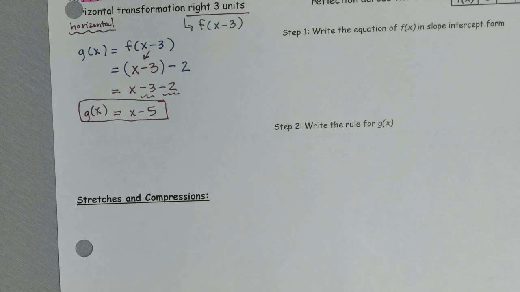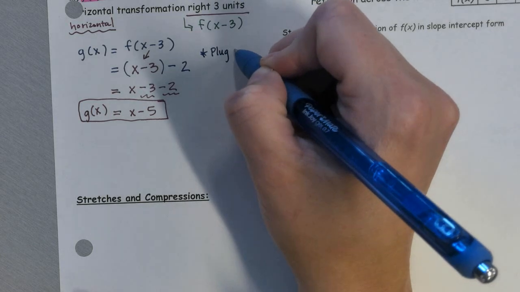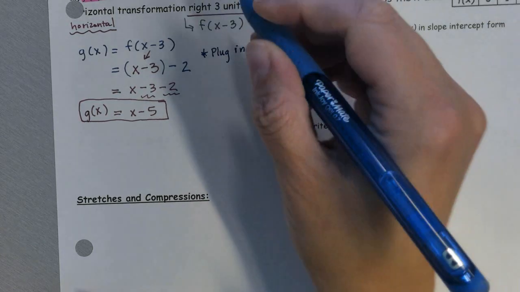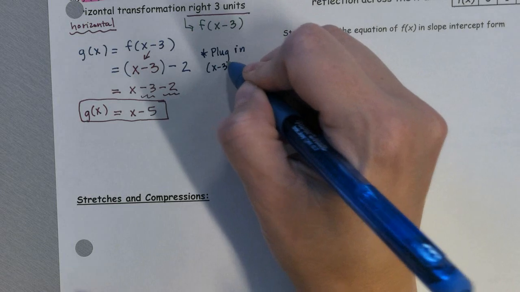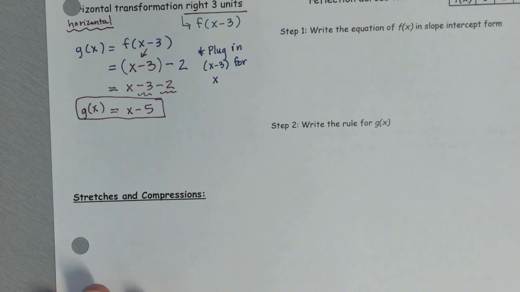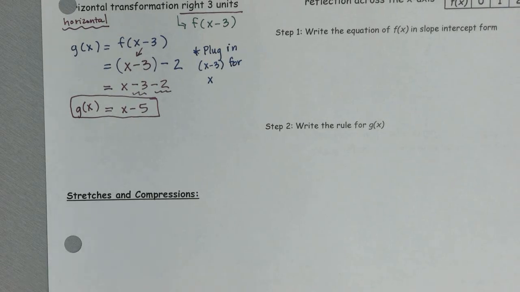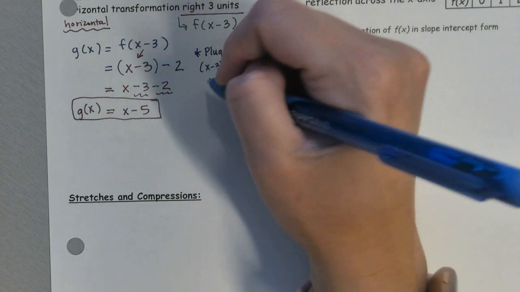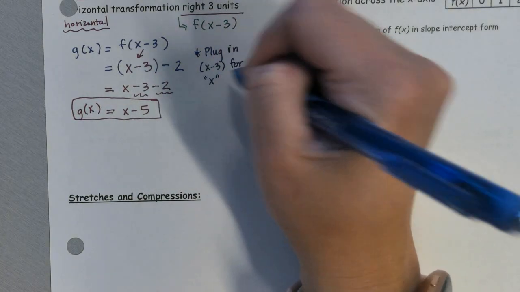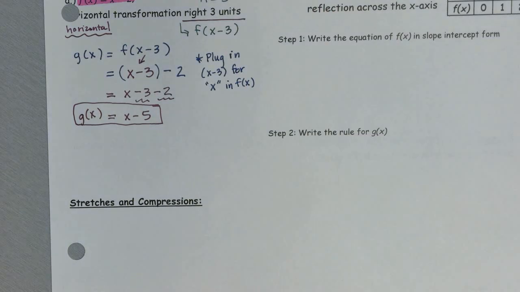So essentially, what we're doing here is you're going to plug in x minus 3 for x. Okay, that's what we did. I put that in quotes. I put for x in f of x. I know that's kind of wordy. Okay, so you're plugging in the x minus 3 for x in f of x.